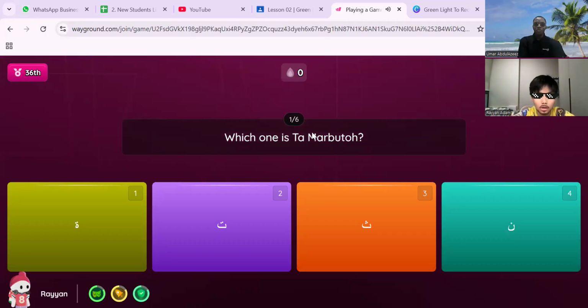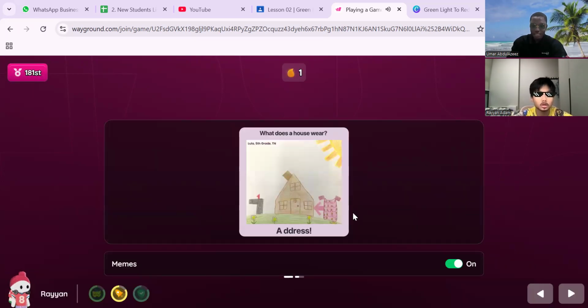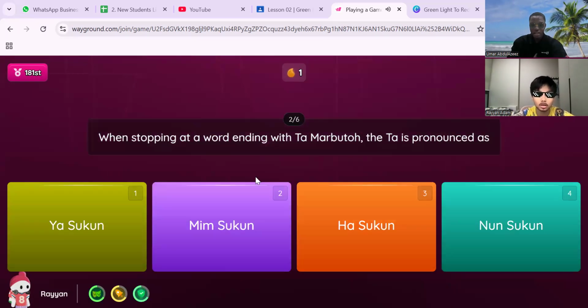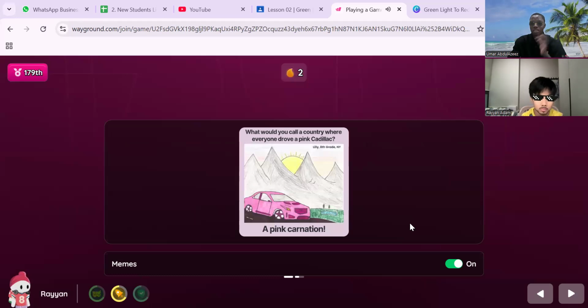Which one is Ta Marbuta? Number two. When stopping at a word ending with Ta Marbuta, the ta is pronounced as what? Hasukun. Okay, number three.